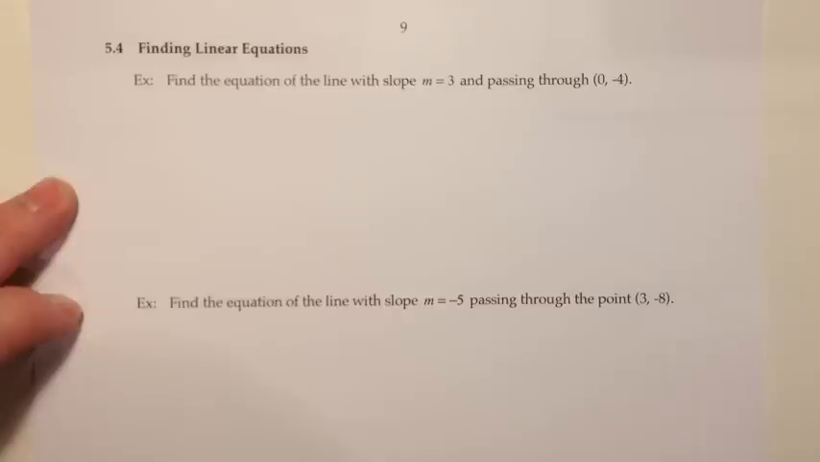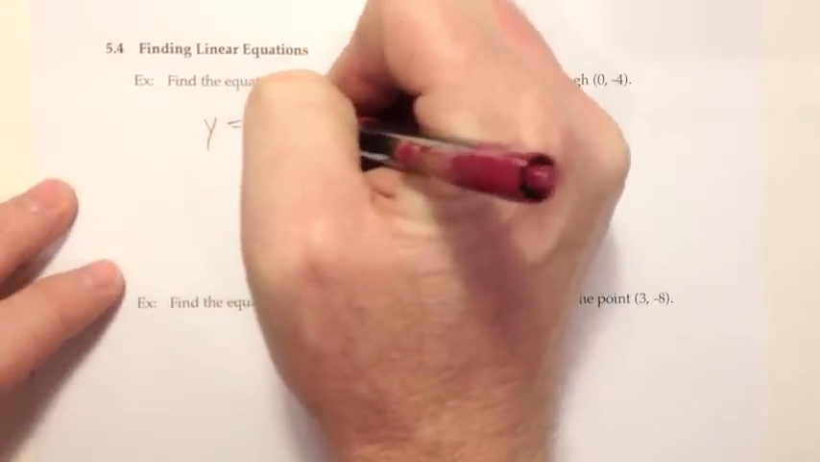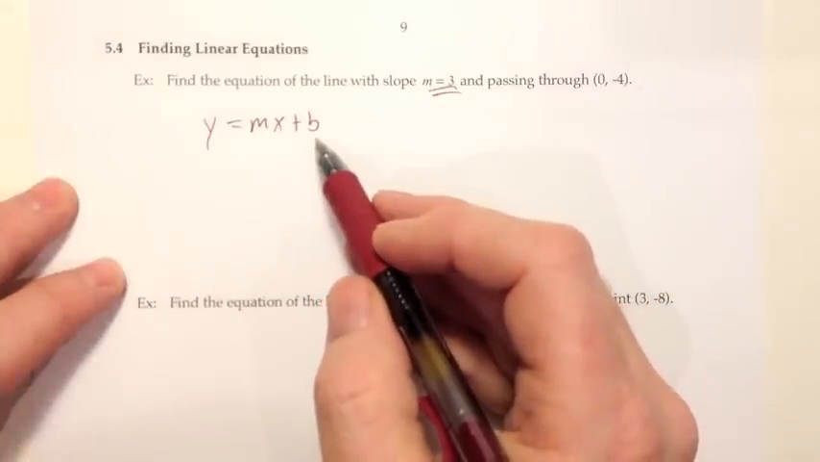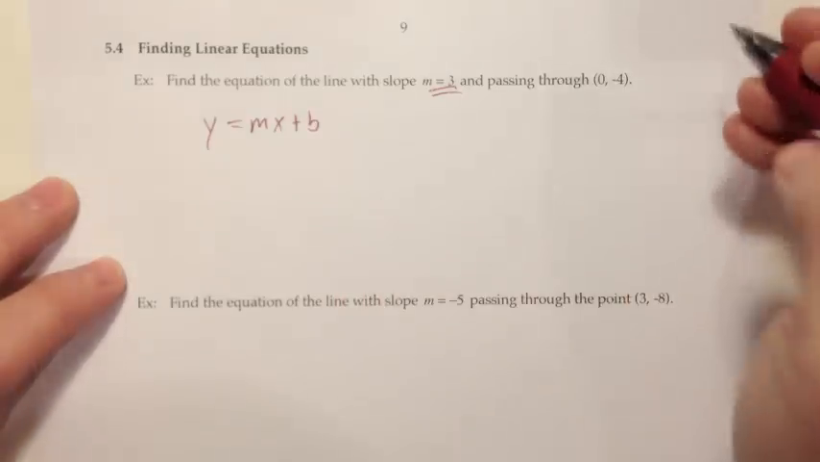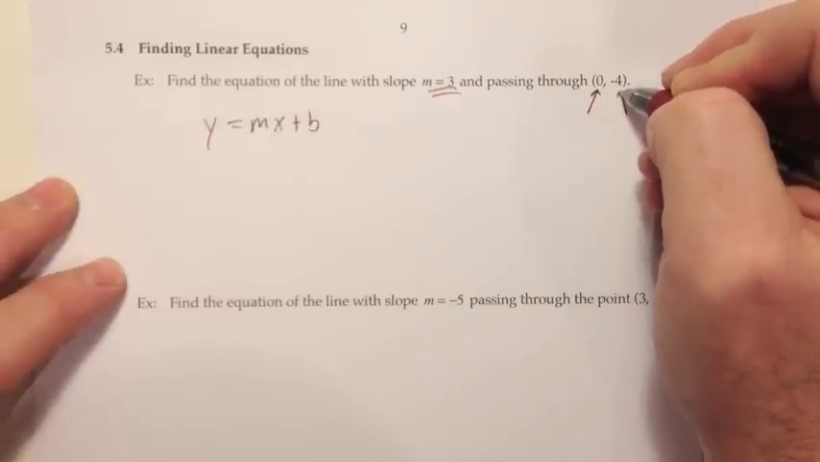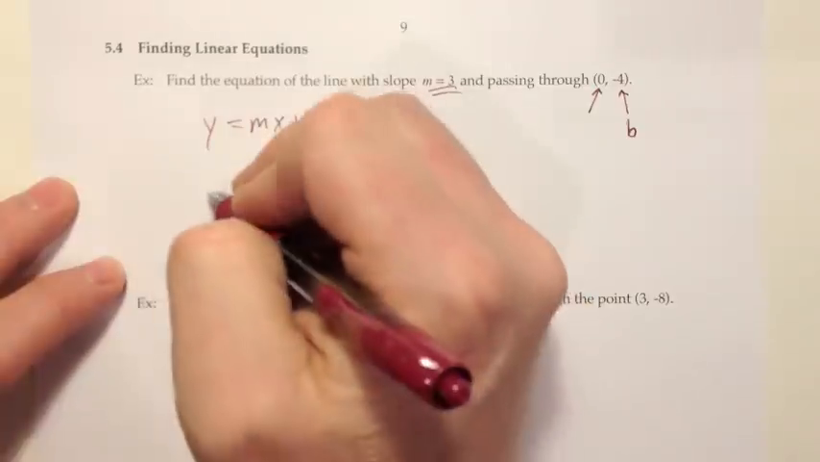Find the equation of the line with slope m equals 3 and passing through (0, negative 4). So we know that linear equations have the format y equals mx plus b, and it's just a matter of figuring out what the m is and what the b is and plugging them in. Well, in this case, they're telling us that m equals 3, and you might remember that b is from the y-intercept. It's the y-coordinate of the y-intercept. We can tell this is the y-intercept because it has a 0 for its x, and that means that that's b right there. So to write this equation, we just plug those two numbers in.